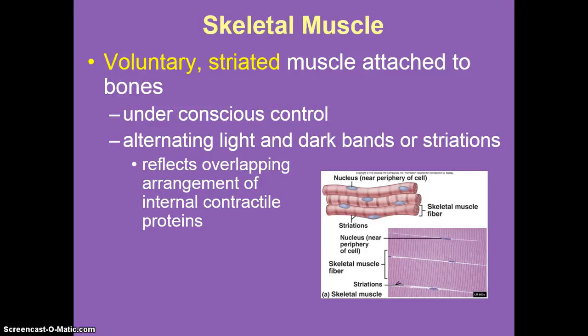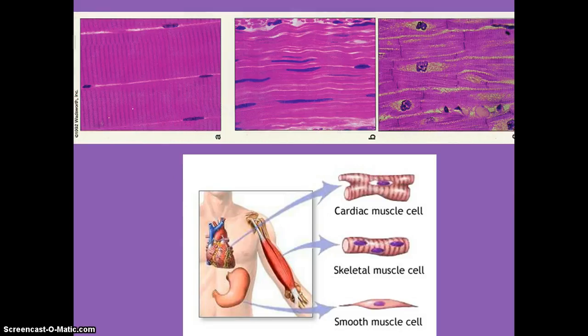All right, so we're going to focus for the rest of this series of lectures on skeletal muscle. They are, of course, voluntary and striated, and the stripes are due to overlapping of proteins called myosin and actin within the cells. If you look at A there, that would be skeletal muscle, long, organized, column-shaped cells, lots of striations.